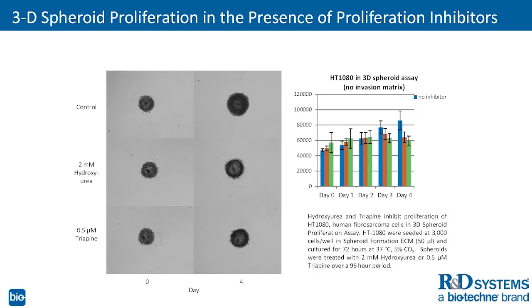Okay, next, we're just looking at a known treatment of proliferating spheroids with known anti-proliferative agents. We have 2 millimolar hydroxyurea and 0.5 micromolar triapine.